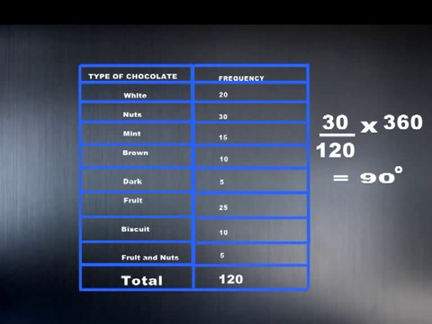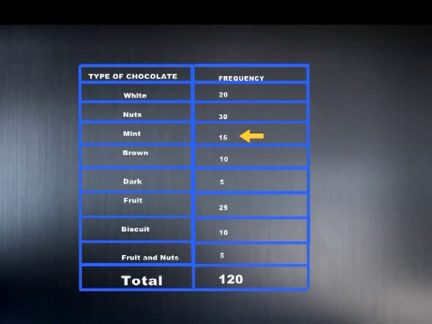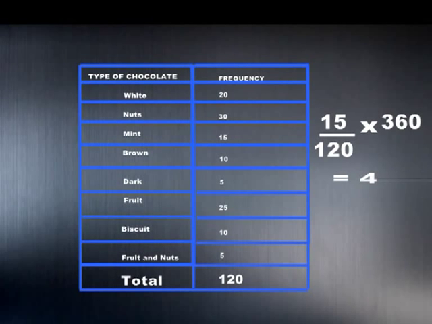I've noticed that 90 is 3 times 30. So each time, we need to multiply the value from the table by 3 to get the angle of the sector in degrees. Good. You draw the next angle and label it. Susie, how about the next one? How many people chose mint? It was 15, so it's 15 over 120 multiplied by 360 degrees, and the answer is 45 degrees.